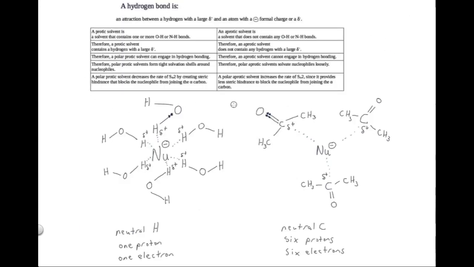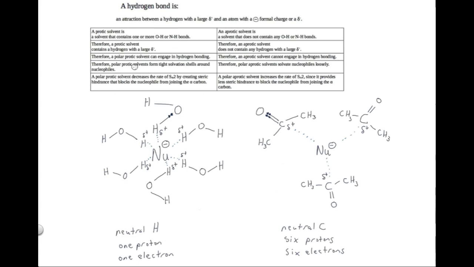So here's a summary of some of the ideas we've been talking about. Make sure that you've memorized this definition of what a hydrogen bond is. This might not be the same definition you see in your textbook, but I think this is maybe the best definition for a beginner to understand what a hydrogen bond is. We've seen that a protic solvent contains one or more OH or NH bonds, and as a result, a protic solvent contains a hydrogen with a large delta positive. As a result, a polar protic solvent can engage in hydrogen bonding.